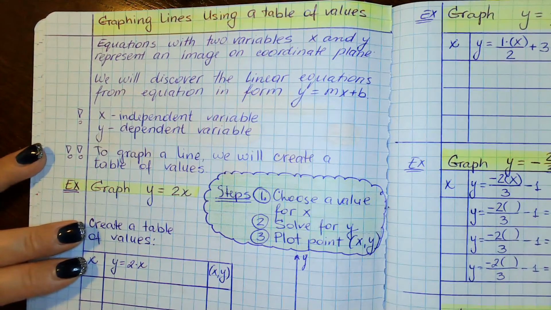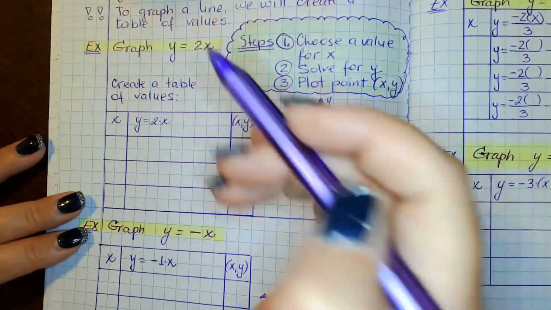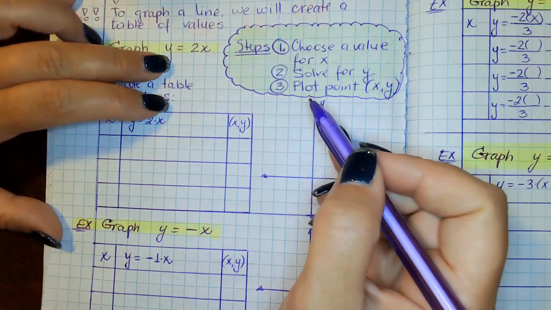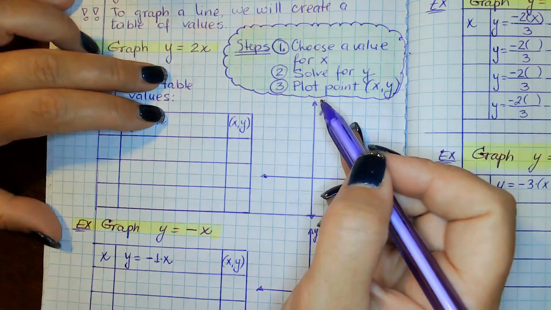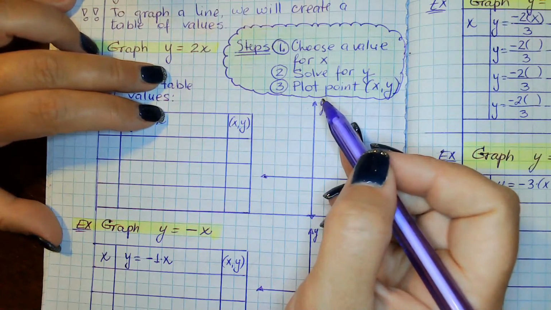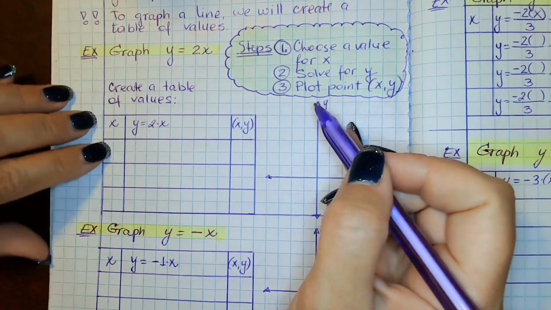So the x variable is independent. We'll choose values for it. The y depends on the x based on the equation, and the points will be plotted on the coordinate plane, and then we'll see a line shaping up. So let's see how to create that.